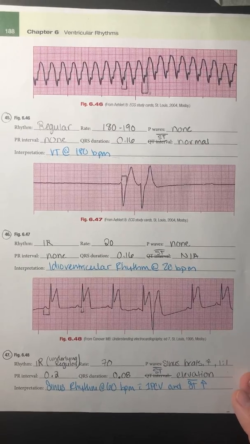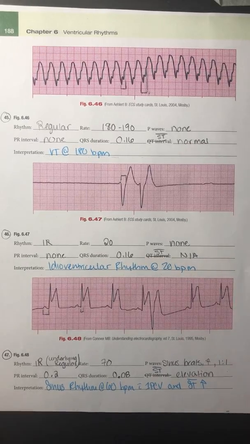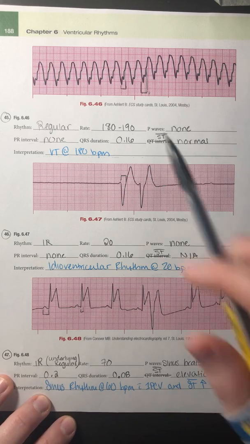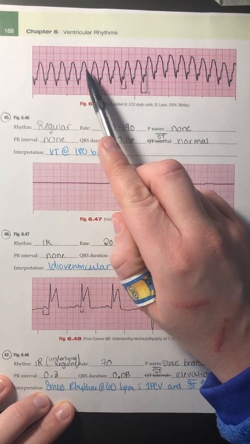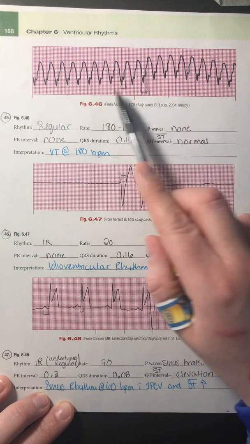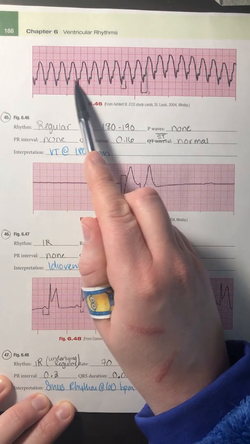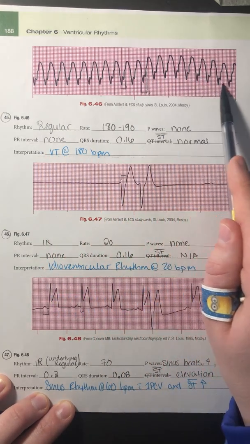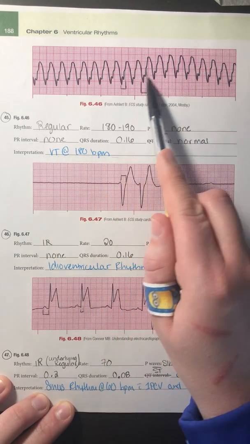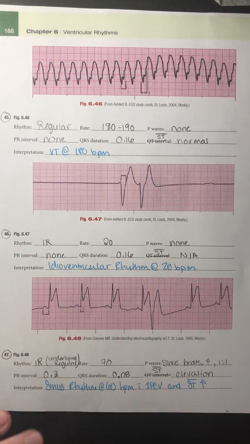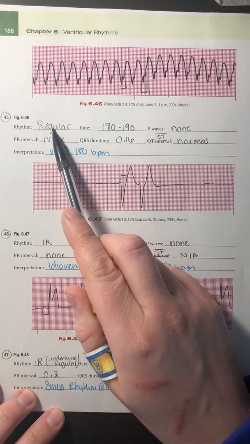All right, going to the next page, I'm looking at the first rhythm up here, number 45, figure 6.46. It is regular, even though it's very wide and bizarre looking, it does march out regular. You can see my isoelectric line kind of moves here, and that doesn't make it irregular. What's happening there is the patient may be taking a deep breath, may be being moved, or maybe the cords are being moved. So it is regular.